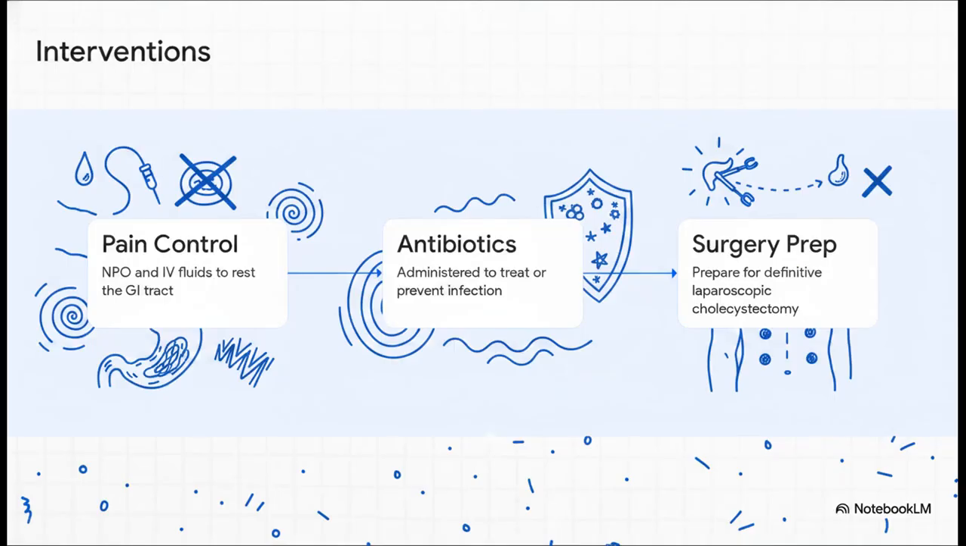So, the crucial point here is knowing your priority nursing actions ranked in exact order. Number 1, pain control and making the patient NPO while starting IV fluids. Why? Because being NPO rests the GI tract. If there's no food, the gallbladder isn't stimulated to contract, and that gives it a break and relieves the acute attack. Number 2, administer antibiotics if there's an infection to prevent sepsis.